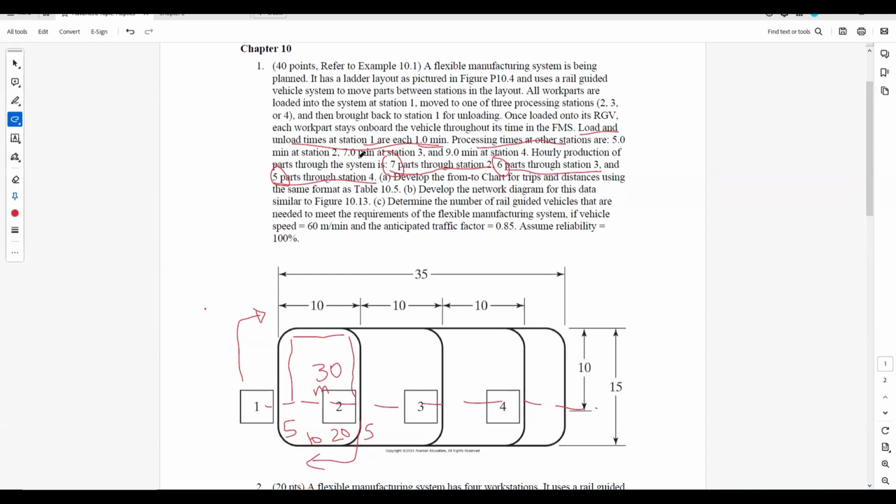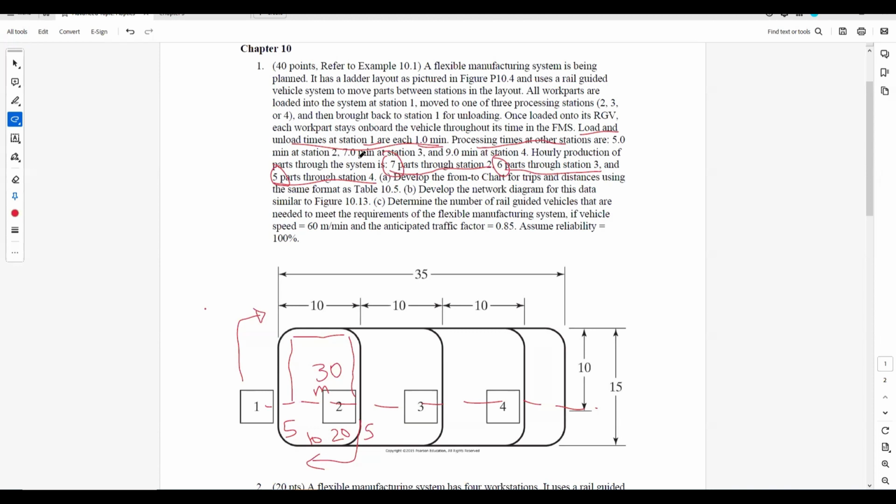So for each part, we do the same. All right, so the total is 122 minutes for how many parts? 7 plus 6 plus 5. So 7 plus 6 is 13, and 5 is 18. So 18 parts, and 122 divided by 18 gives us 6.78 minutes. Now for each part, this is the average processing time. All right. Now the total time.